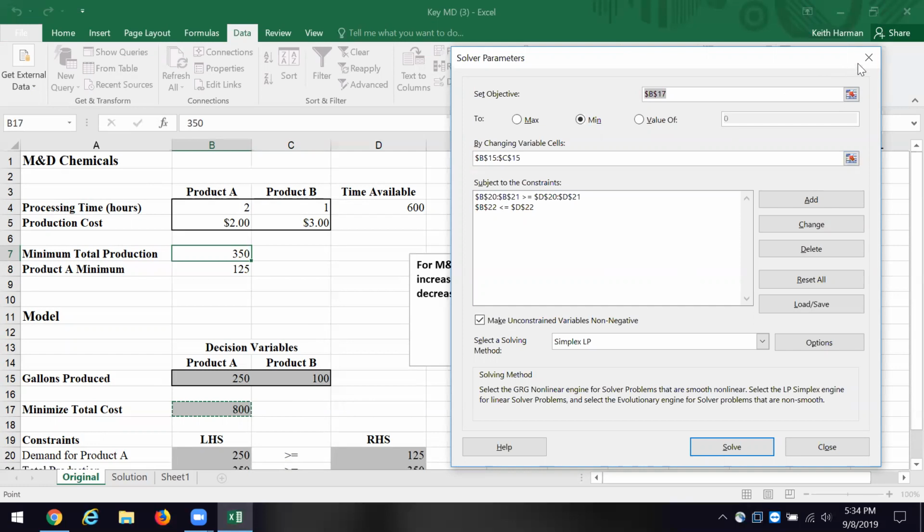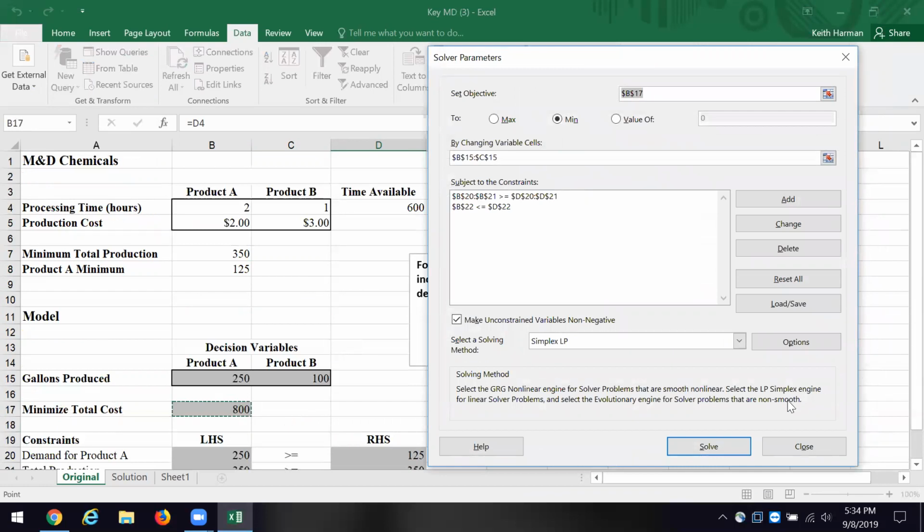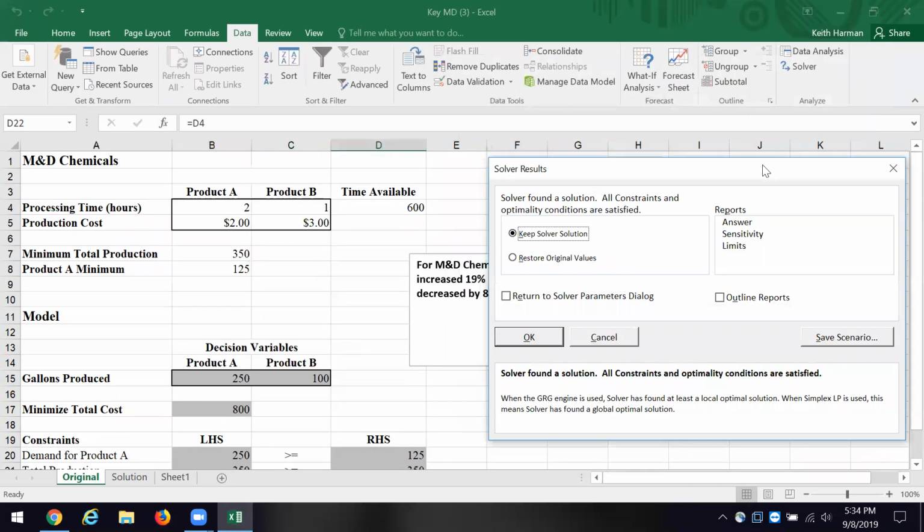Before I run the solver, let's look back at this for a moment. Roll down. We saw our processing time has got to be less than or equal to this. So I'm going to go back to solver, okay? And I've got everything set up. I'm running a simplex LP, and I'm going to hit solve. And there we've got the solution.